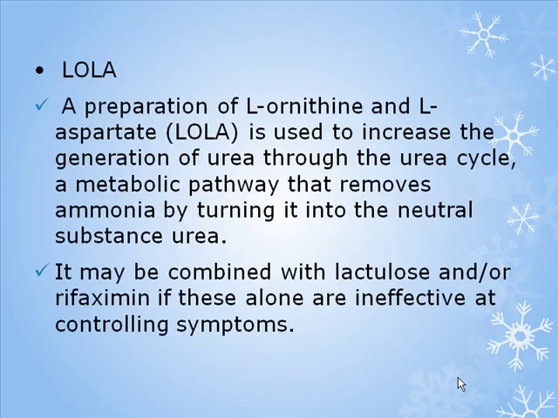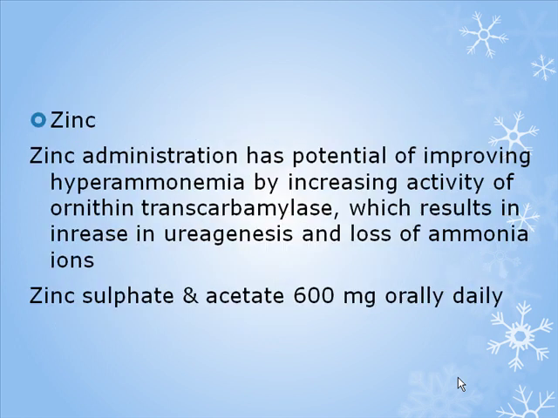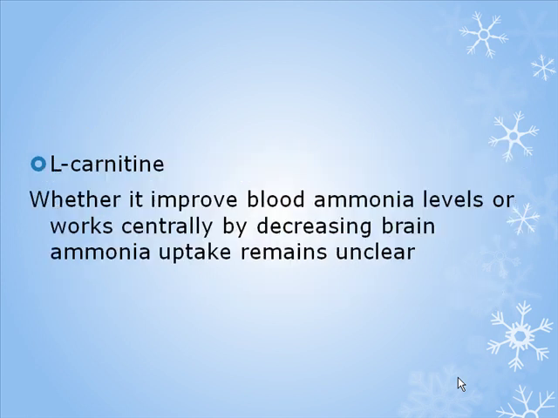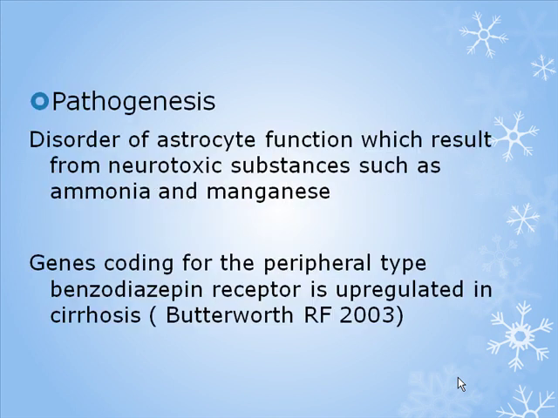Treatment to increase ammonia clearance: L-ornithine and L-aspartate, which are well known, and zinc administration have the potential of improving hyperammonemia by increasing the activity of ornithine transcarbamylase, which results in an increase in ureogenesis and the loss of ammonia ions. Zinc sulfate or acetate 600 mg orally daily is quite effective, and also L-carnitine, whether it improves blood ammonia levels or works centrally by decreasing brain ammonia uptake, remains unclear.